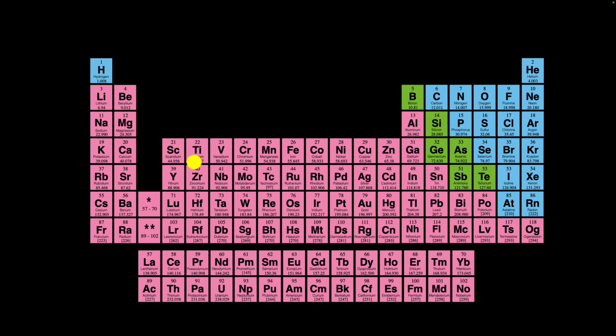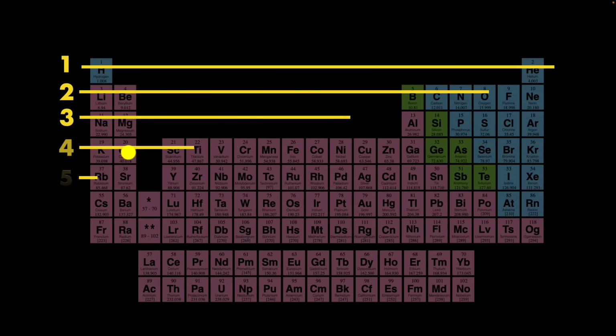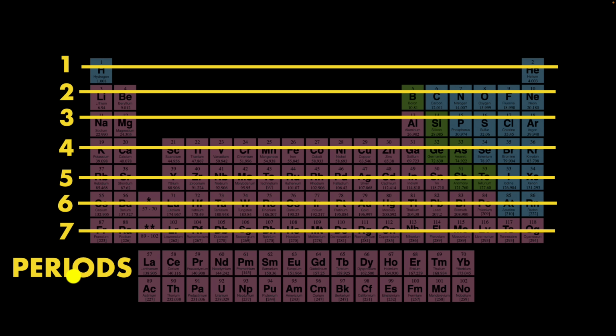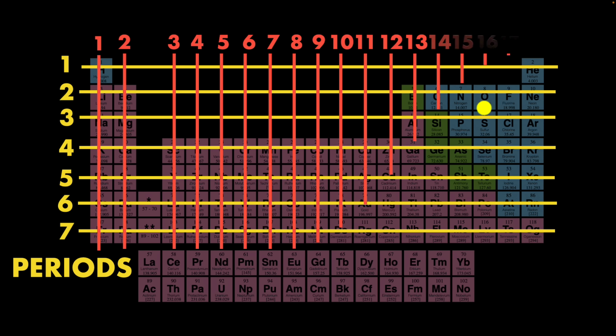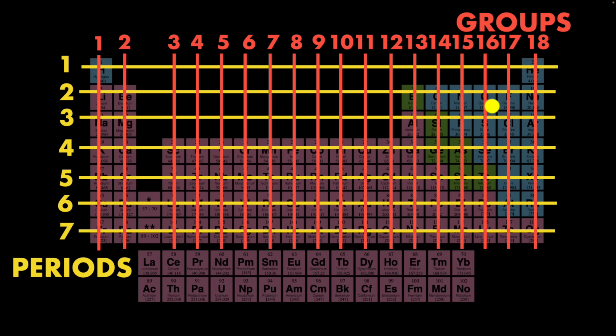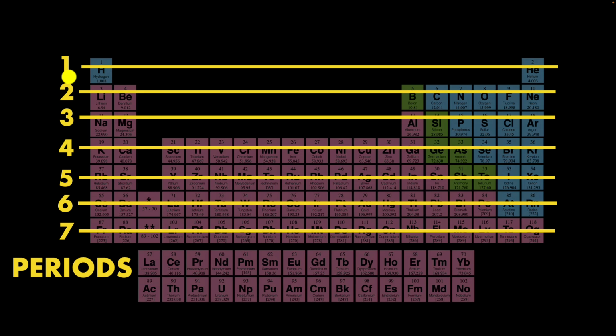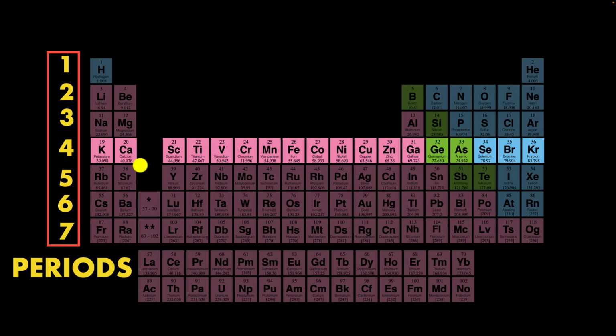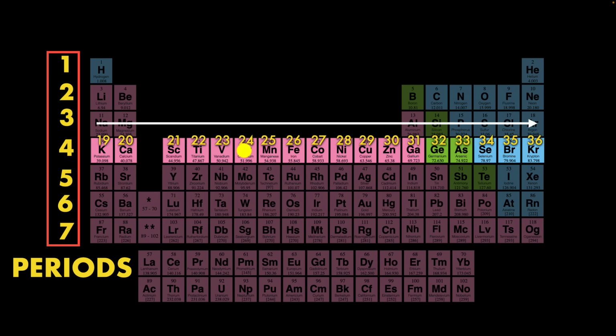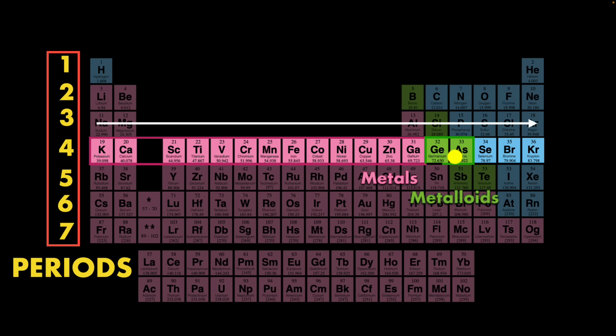To see more detailed patterns, we need to understand how the periodic table is organized. This entire table is arranged into horizontal rows, which we call periods, and vertical columns, which we call groups. Okay, let's talk about the periods. There are 7 periods over here. And as you move across a period from left to right, look, the atomic number increases and the properties of the element gradually change. You go from metals to metalloids to nonmetals, for example.